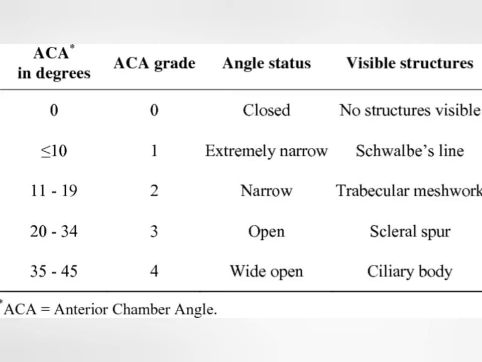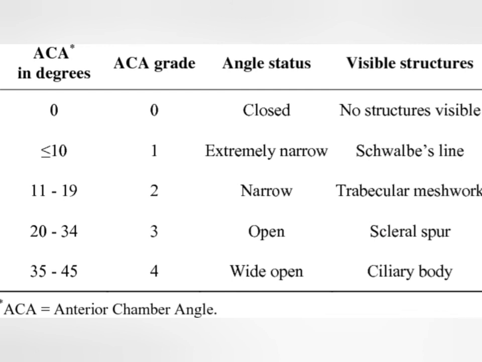So this is the Shaffer grading of the anterior chamber angle. During gonioscopy, if you find that the ciliary body band is seen, then it is ACA, that is anterior chamber angle, grade 4. That means the angle is wide open, 35 to 45 degrees. That is the normal thing.